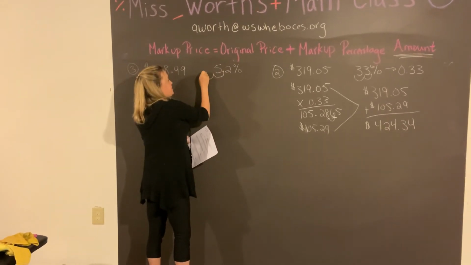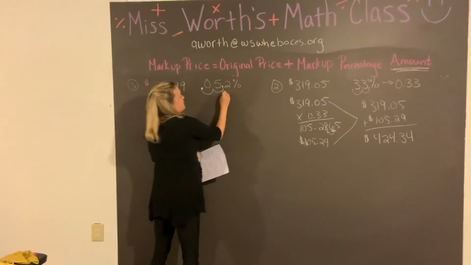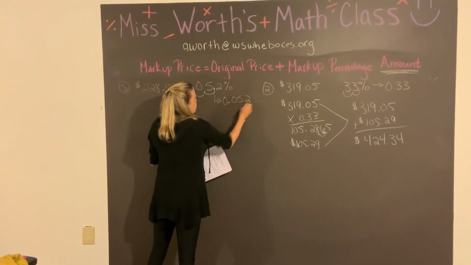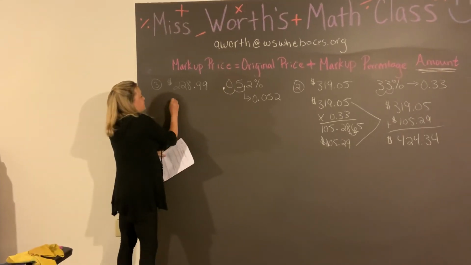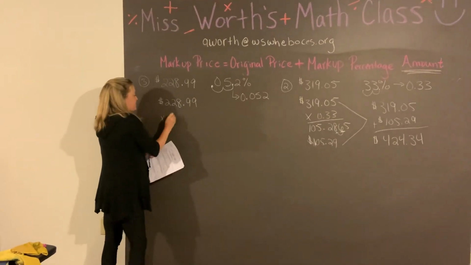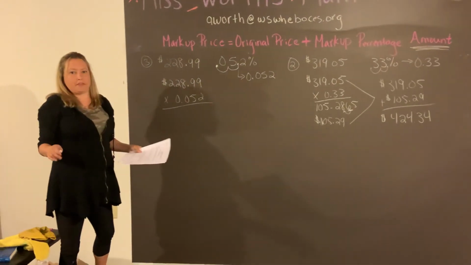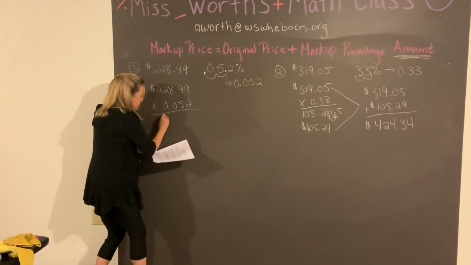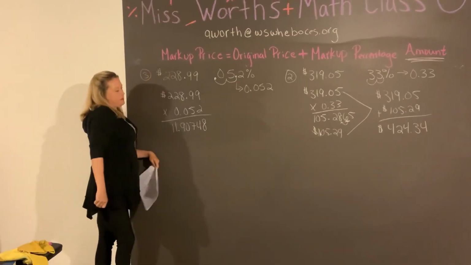1, 2. Don't forget, I got nothing there, so what do I have to put in? A 0. So really, this is my decimal. It'll be 0.052. Okay? Same thing as we did before. Now we're going to multiply. $228.99 times our 0.052. Again, I already have these down, so when I multiplied, I actually got 11.90748 on my calculator.